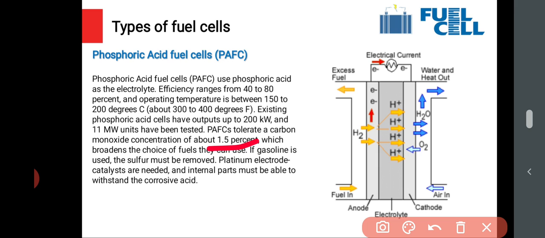electrode catalysts are needed, and internal parts must be able to withstand the corrosive acid, right? Because we are using phosphoric acid as the main electrolyte in this type of fuel cell.